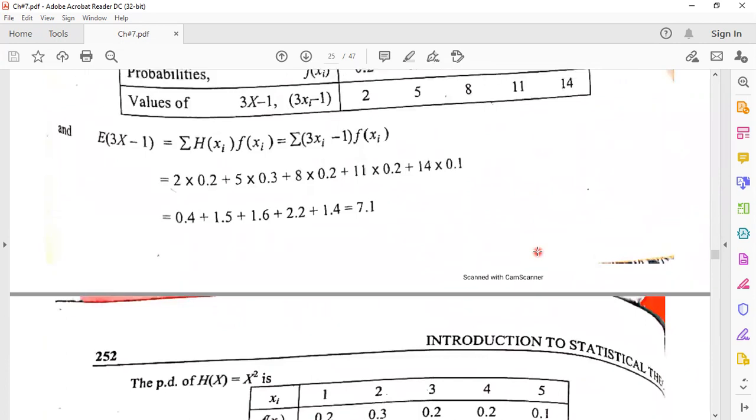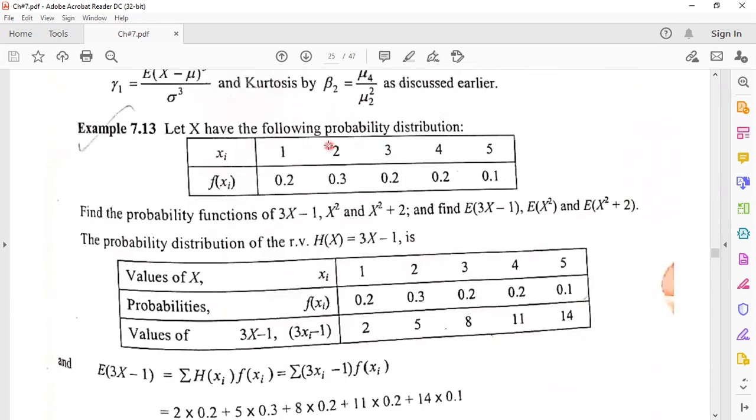अब जरा एक एग्जांपल में देखिए. Let X have the following probability distribution: xi from 1 to 5, and probability density function क्या है, f of xi 0.2, 0.3, 0.2, 0.2. Find the probability function of 3X minus 1, X square and X square plus 2, and find expectation of 3X minus 1 and expectation of X square plus 2.